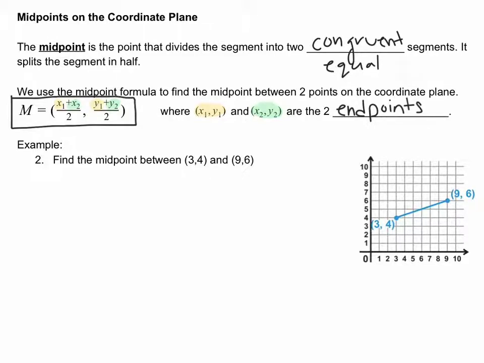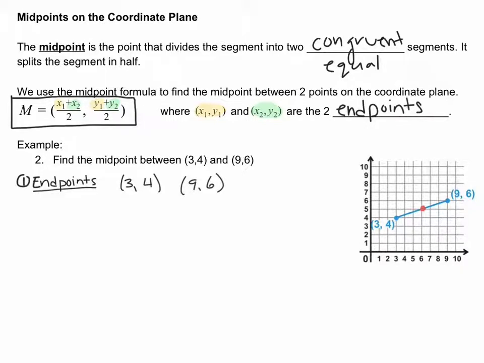So here we want to find the midpoint between 3, 4 and 9, 6. I have that segment drawn on my coordinate plane here, and I'm going to take a guess. I would say maybe the midpoint would be right around here. That looks like the middle of that segment. We'll do the math and see if we're right.